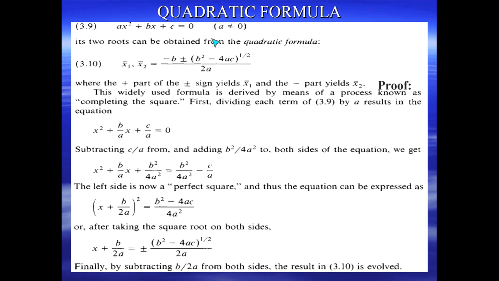And it is easy to use. Perhaps you have seen it before as well. You have used it before as well. But now we will prove it as well. Why and how can we obtain this solution?